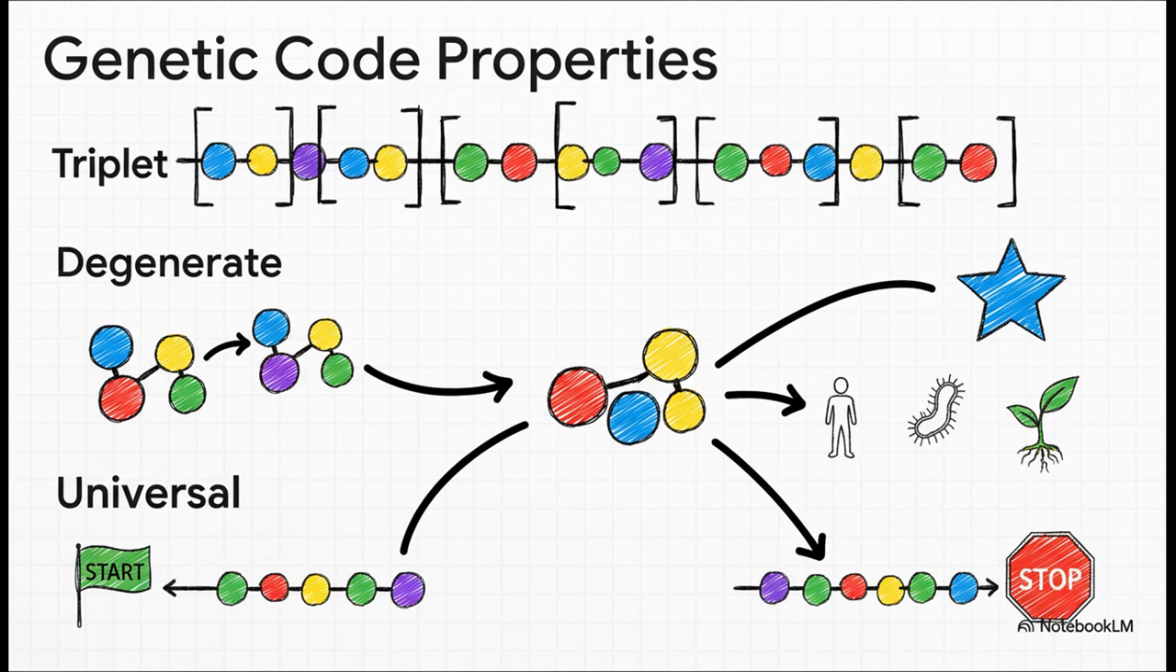First, it's a triplet code, which means the cell reads the letters in groups of 3. These are called codons. It's also degenerate, which is a weird word, but it just means they're synonyms. Different three-letter words can code for the exact same amino acid. And maybe the most incredible part, it's nearly universal. The same codons mean the same thing in you, in a tiny bacterium, or even in a giant redwood tree.